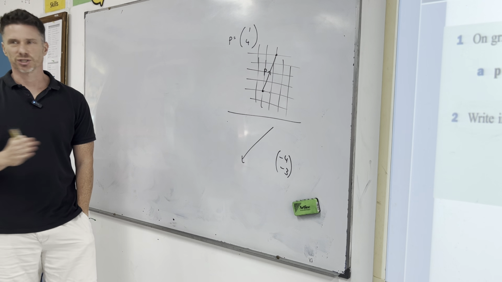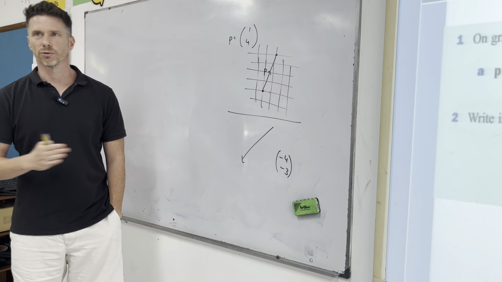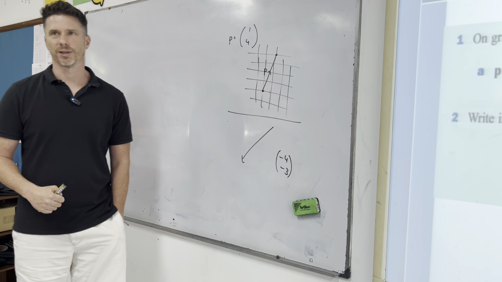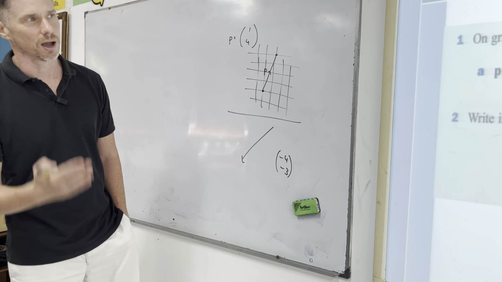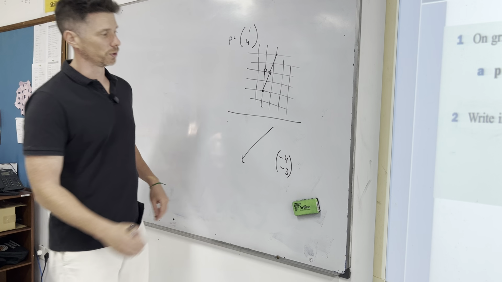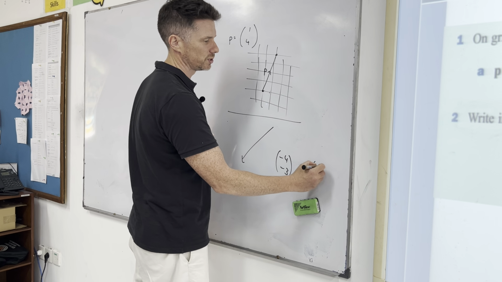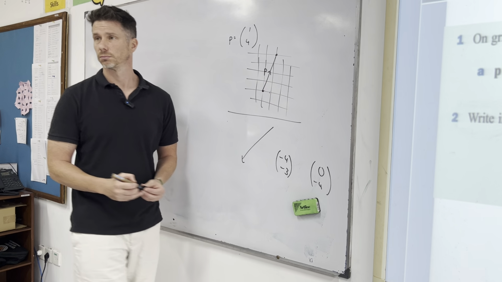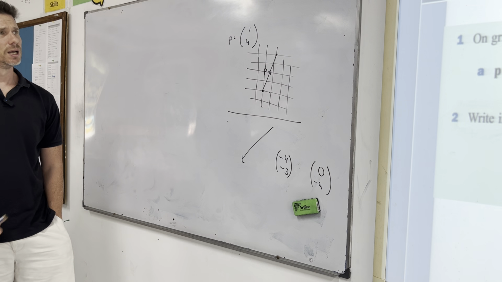Okay? If it doesn't move left or right, you put in a 0 for that part of the vector. So that second one is just down 4. So down 4 would be a vector 0, -4. Okay? Let's continue.